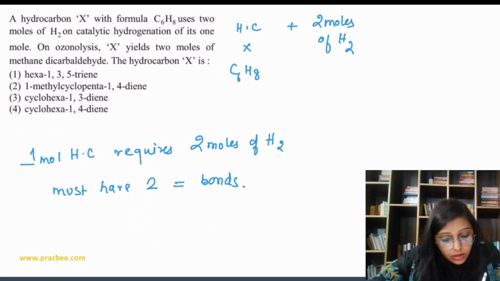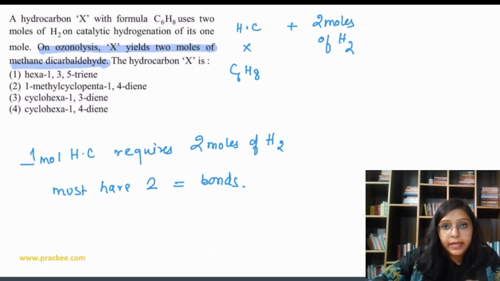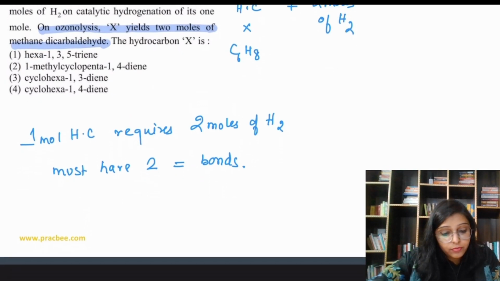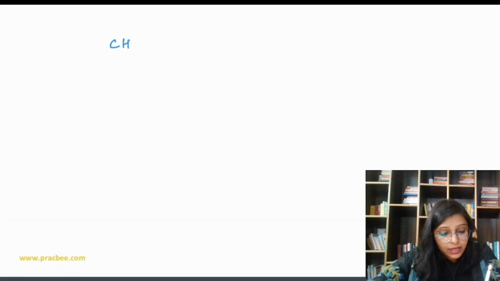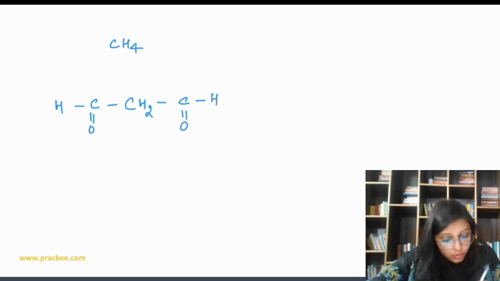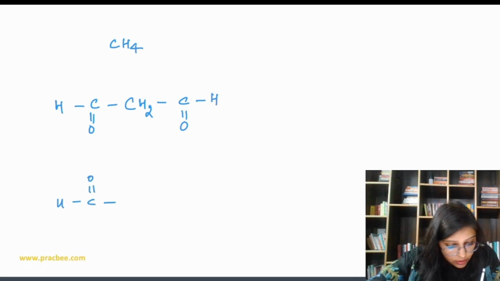On ozonolysis, X yields 2 moles of methane dicarbonaldehyde. So methane dicarbonaldehyde means CH2, here we write CHO, and here we write CHO. Or I can also write it this way: C double bond O, H, CH2, C double bond O, H. So we get 2 moles.